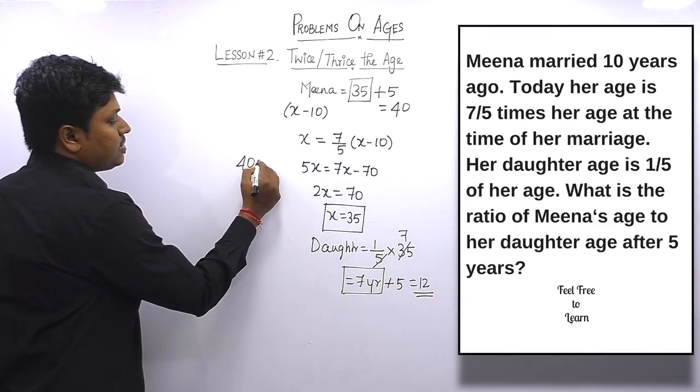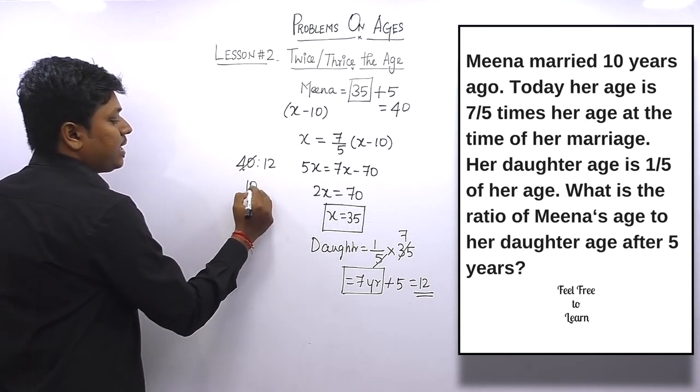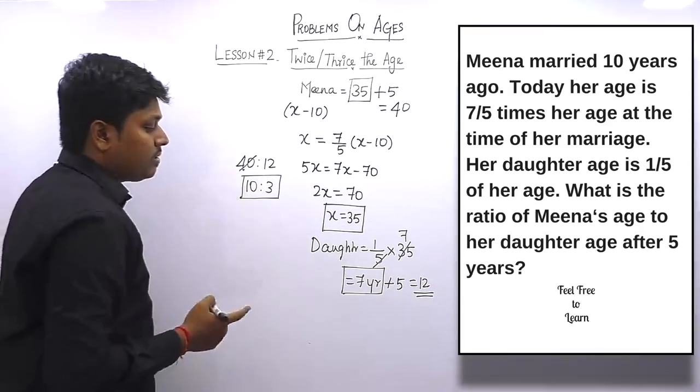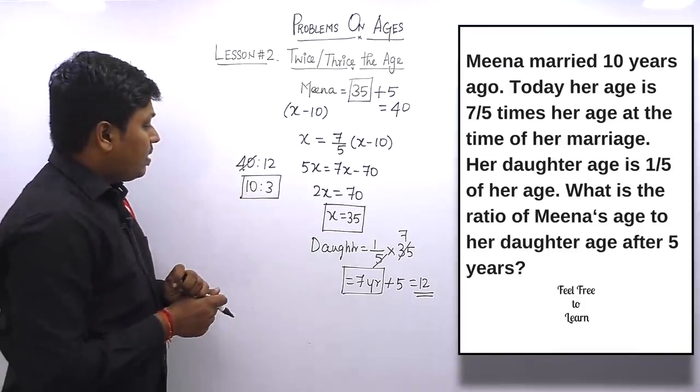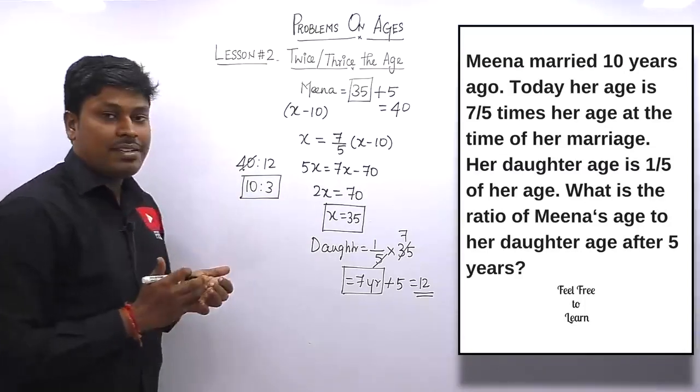So 40 is to 12. So I think we can cancel this in the 4 table. This will be 10 and 3. So after 5 years, the ratio of Meena and her daughter will be 10 is to 3. So finally the answer for question number 7 is 10 is to 3.